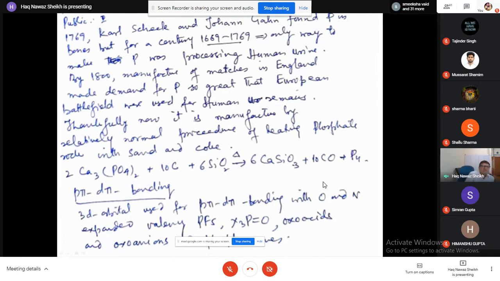Thankfully, now it is manufactured by a relatively normal procedure, by heating phosphate rocks with sand and coke. So here is the reaction: calcium phosphate, a naturally occurring rock, is heated with coke in the presence of silica sand, and this generates calcium silicate plus carbon monoxide and phosphorus.